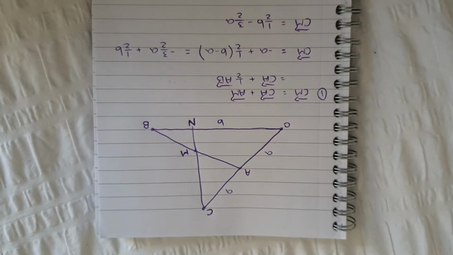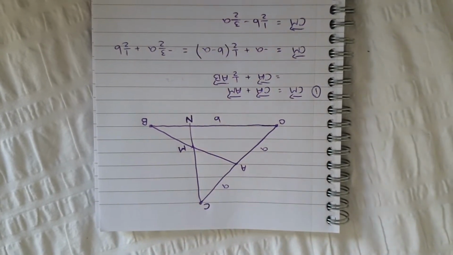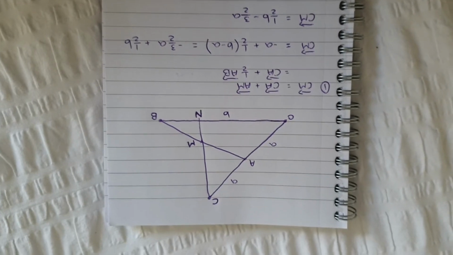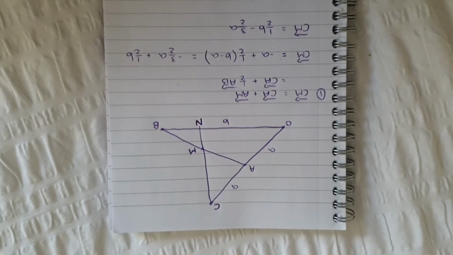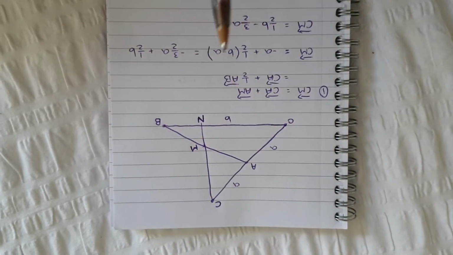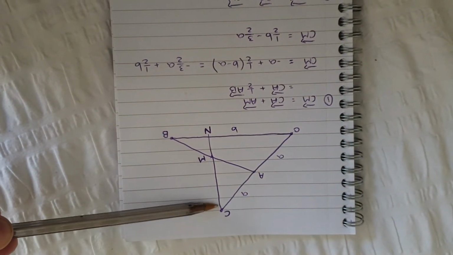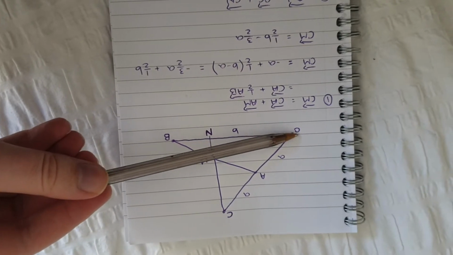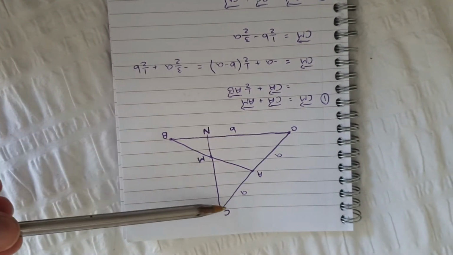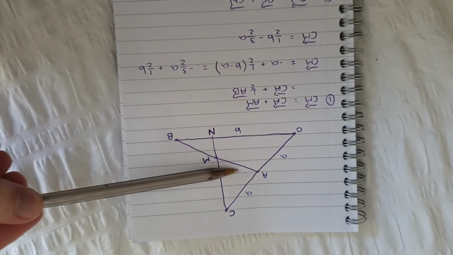So if we start looking at question 3, now part A was pretty straightforward, and most of you did that really nicely. So we wanted to find C to M. Now obviously to get from C to M, we needed to go from C to A and then from A to M.